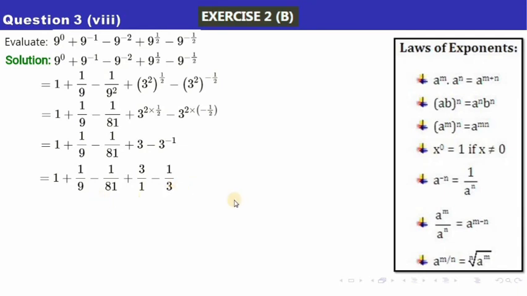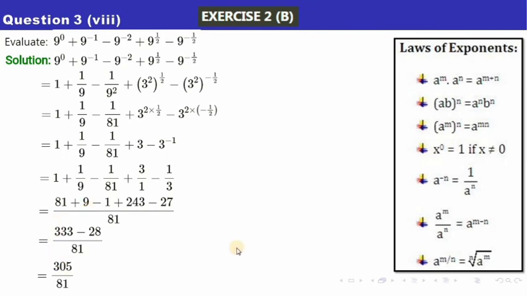Now your job is simple. Find the LCM, simplify. Your answer turns out to be this much. If you want to keep it in mixed fraction, your answer turns out to be 3 and 62 by 81. So you may pause the video and note down the solution.